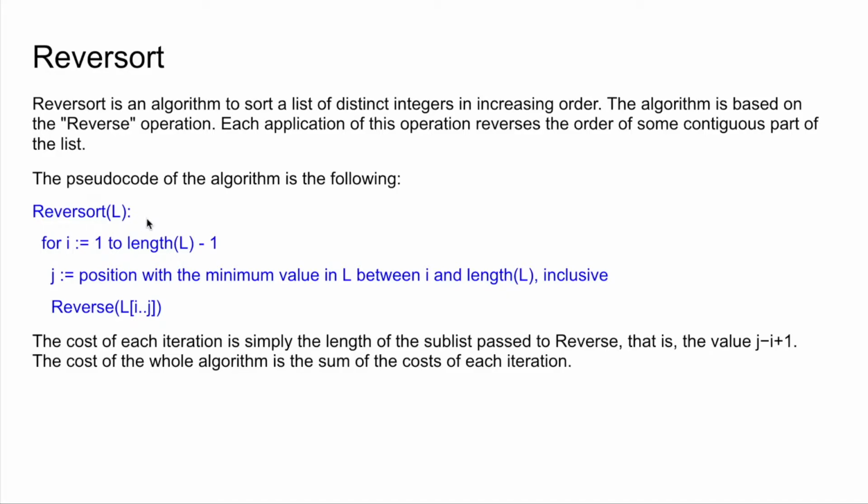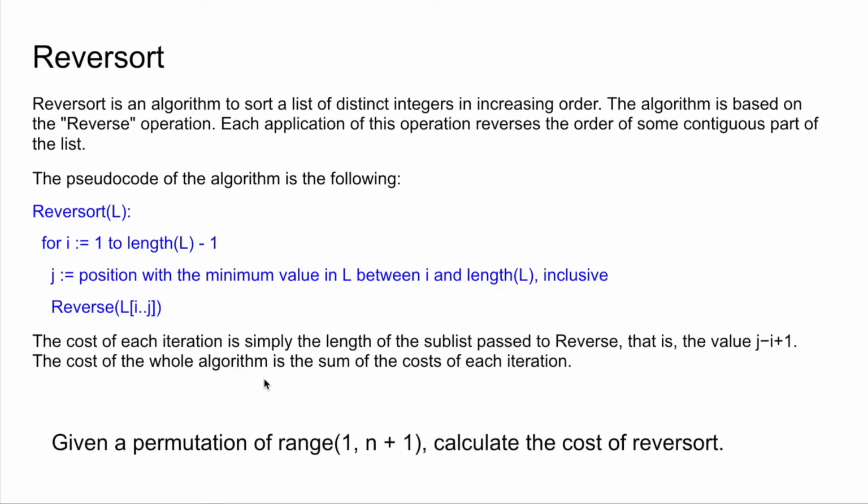This is the pseudocode. Loop from the first to the second last position. Reverse the sublist from the current position to the minimum value position until the end. The cost of each iteration is simply the length of the sublist passed to reverse. The cost of the whole algorithm is the sum of the costs of each iteration. To simplify the description: given a permutation of numbers from 1 to n, calculate the cost of Reversort.